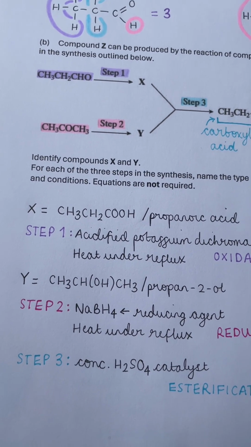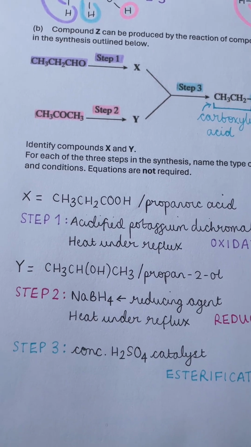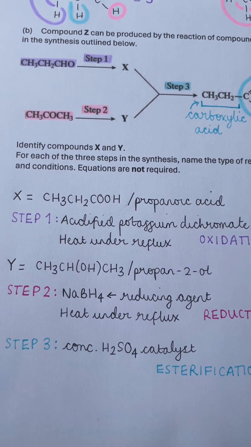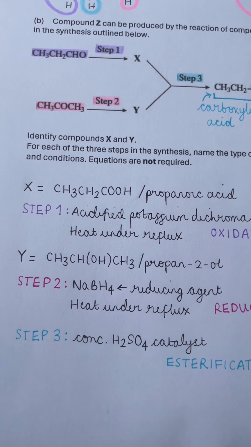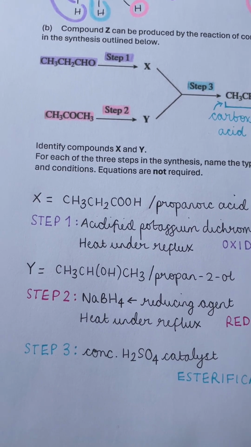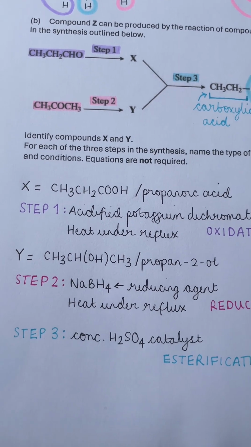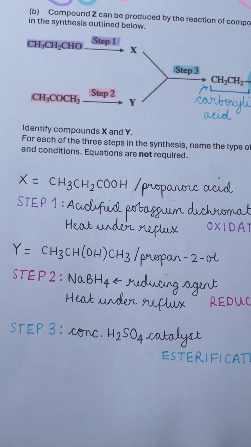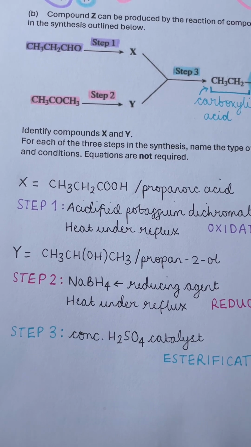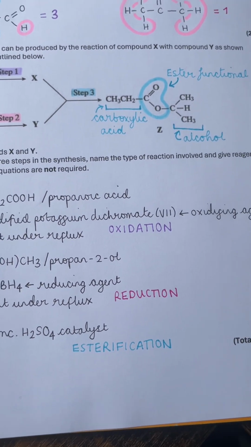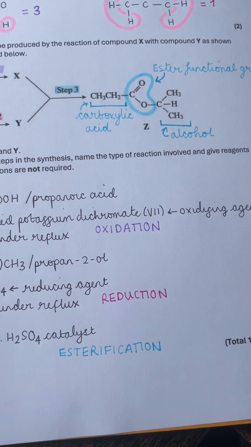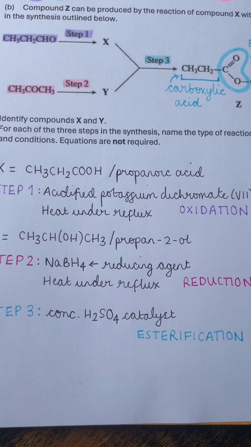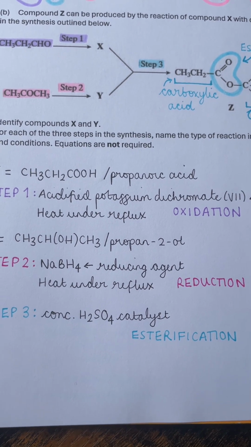For step 2, which is reduction, we're going to need the NaBH4, which is our reducing agent, and that gives you the H- nucleophile, so you can then do nucleophilic addition, which we're not asked for here, but just so you know. And again, we tend to do this reaction by heating under reflux, and again, that's going to ensure maximum yield of alcohol is made at the end. And then esterification, so combining our alcohol and carboxylic acid together, we need a catalyst, which is concentrated sulfuric acid.